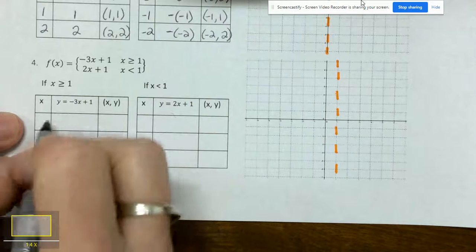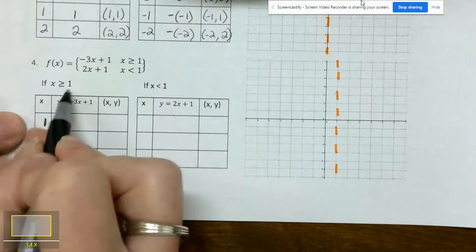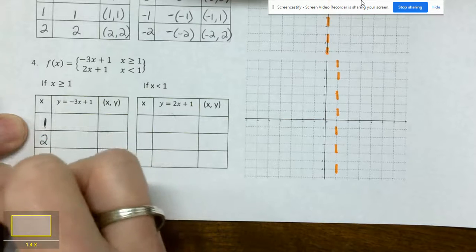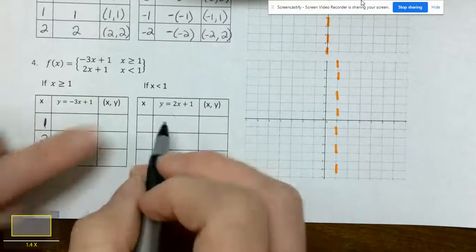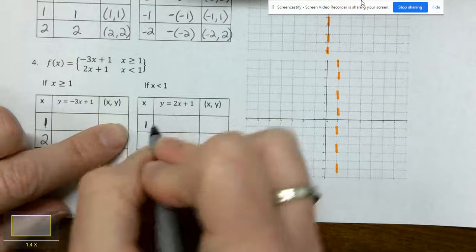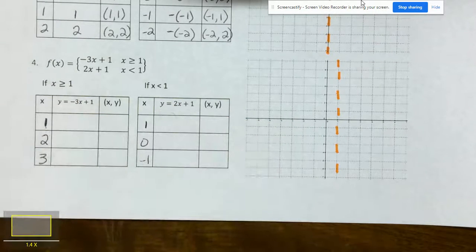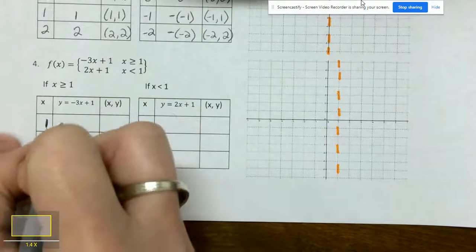All right, let's consider here. Now, 1, we always put whatever number it is, 1, and then numbers greater than. So we're going to do 2 and 3. Okay, less than 1, we still do 1, but now we're going to do numbers less than 1, and I'm going to do 0 and -1.